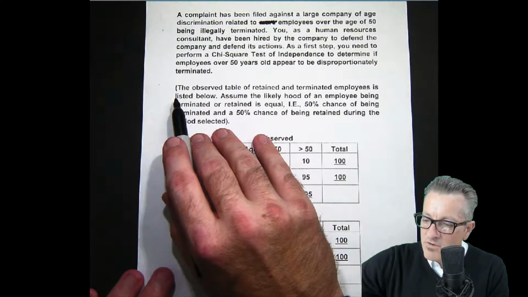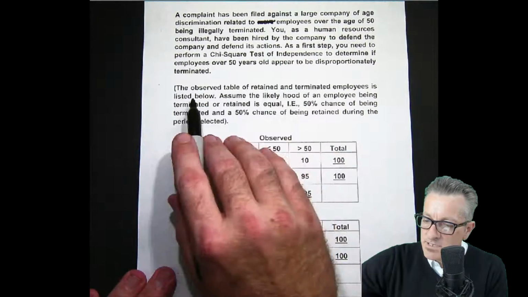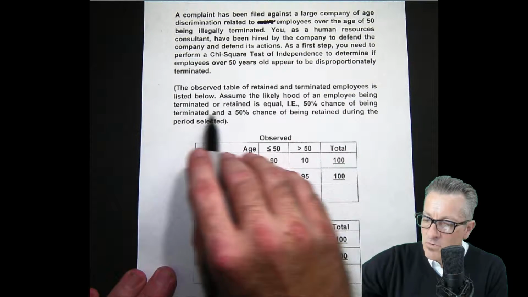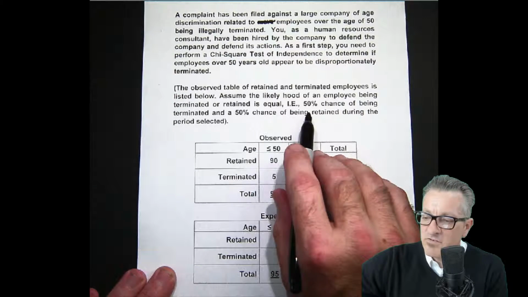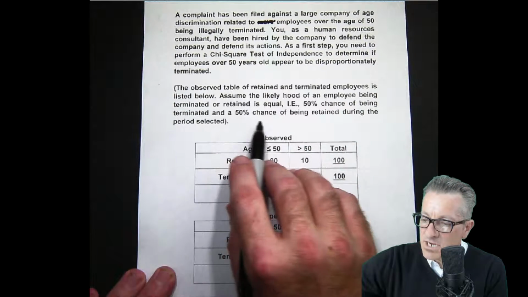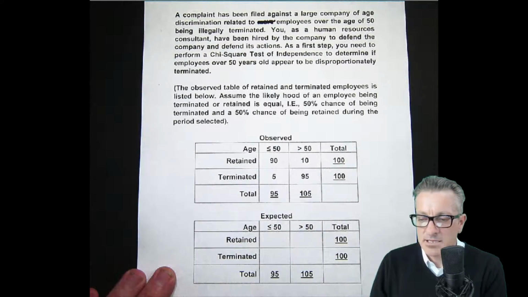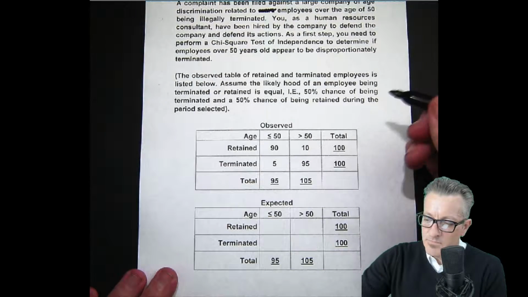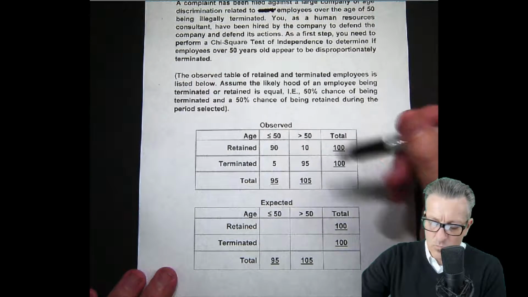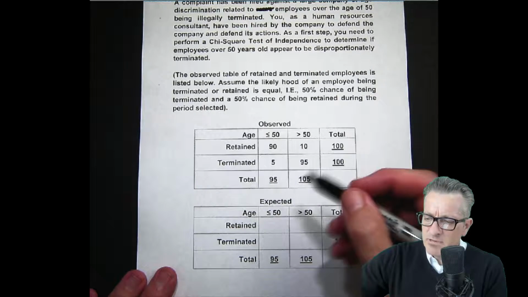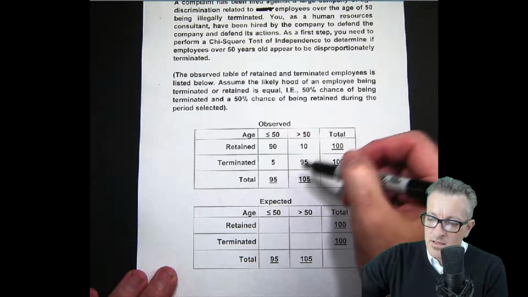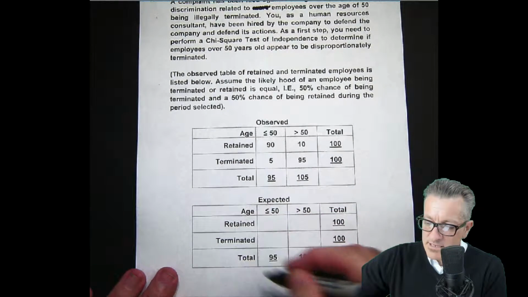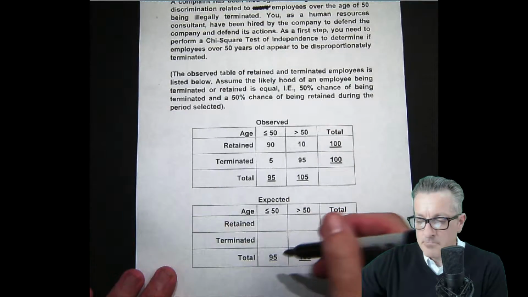The observed table of retained and terminated employees is listed below. Assume the likelihood of an employee being terminated or retained is equal, i.e. 50% chance of being terminated, 50% chance of being retained during the period selected. So what we have right here is I laid this out so that it saves a little bit of writing work here. We have the observed data. This looks pretty biased when we look at it right off the bat. And then we have the expected table, and this just saves us a little bit of time.